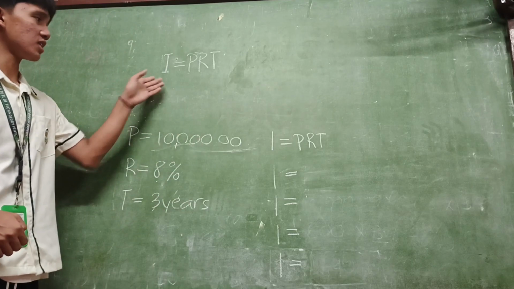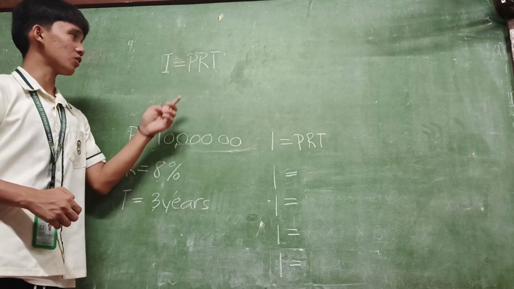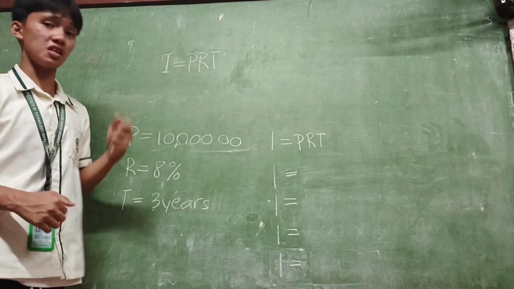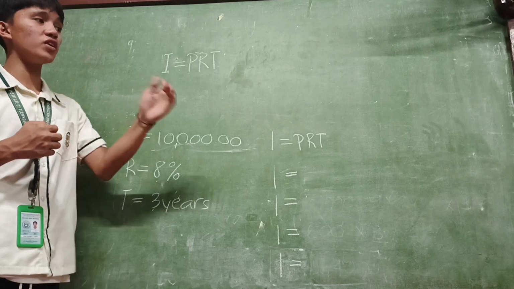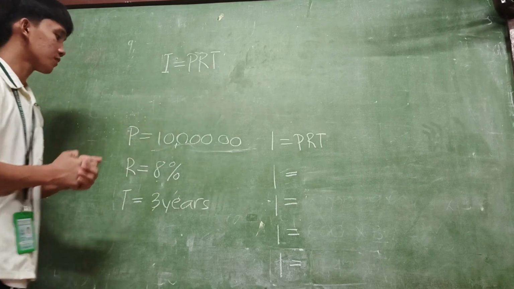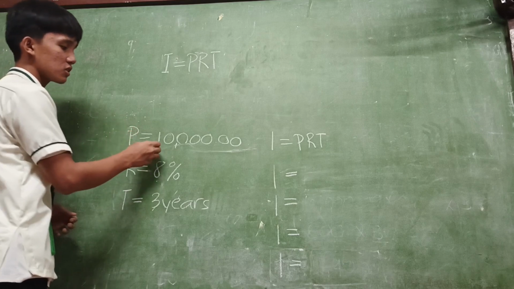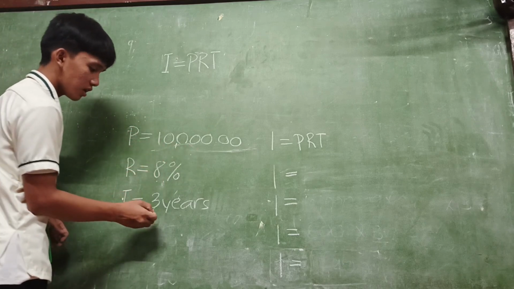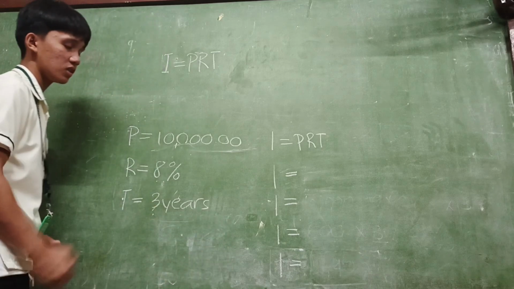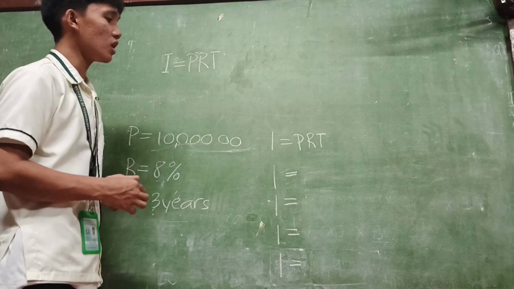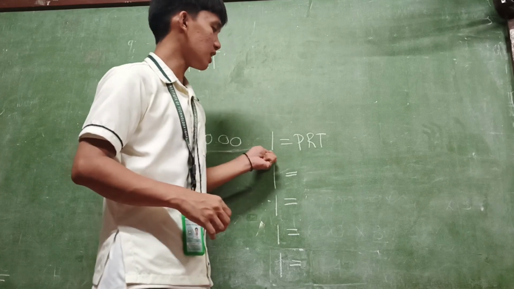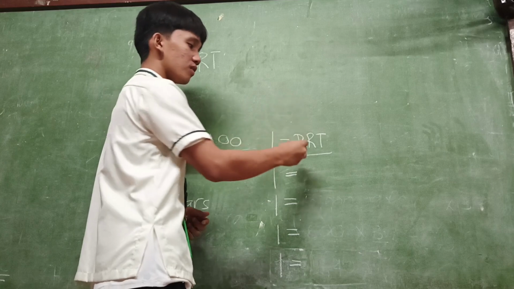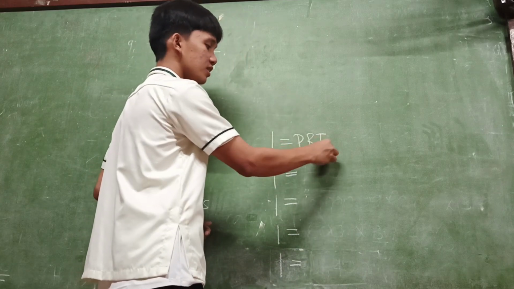Para makuha natin ang interest, kailangan natin gamitin ang formula na ito: PRT, or P times R times T. So, gagamitin natin yung given na binigay kanina, which is, ang P or ang principal is 10,000, ang R or ang rate is 8%, T is equal to 3 years, T or time. So, sa pag-compute, ang procedure, lalagay natin yung formula. Substitute natin yung kada value ng variable sa formula, which is ang P, R, and T.